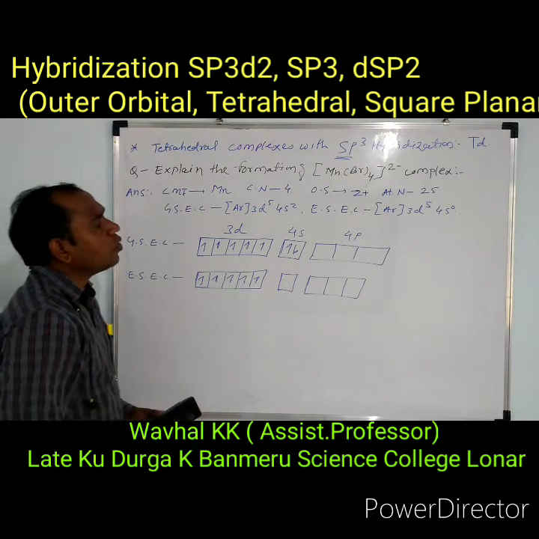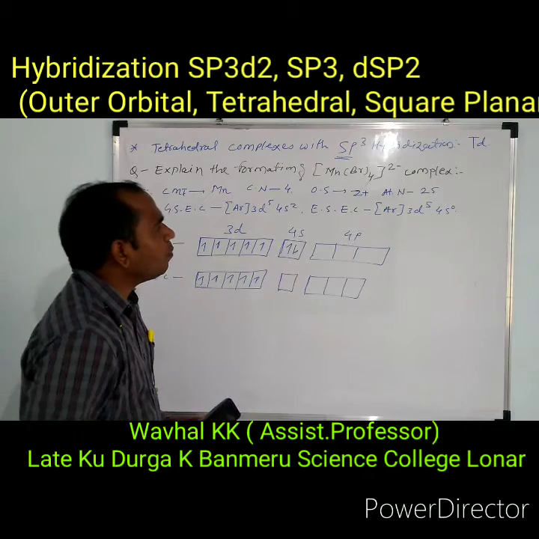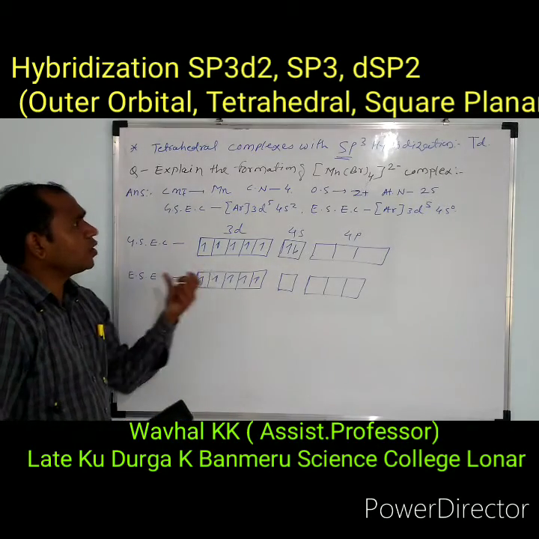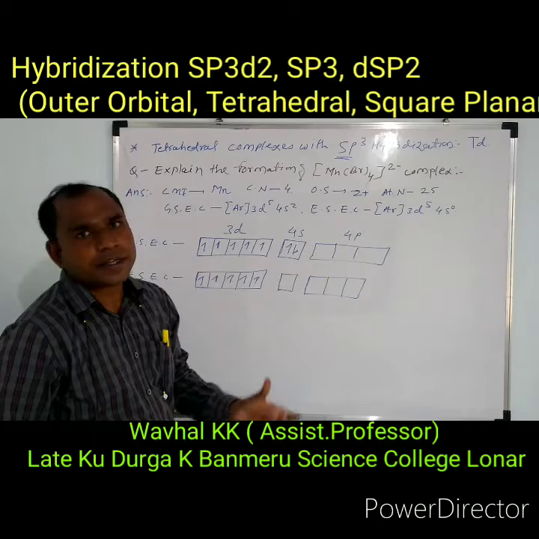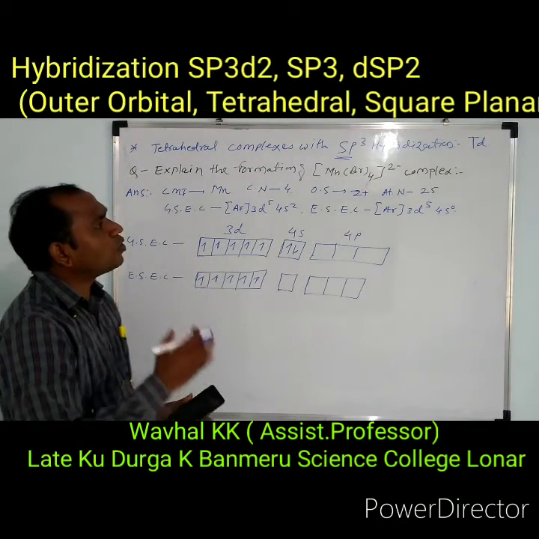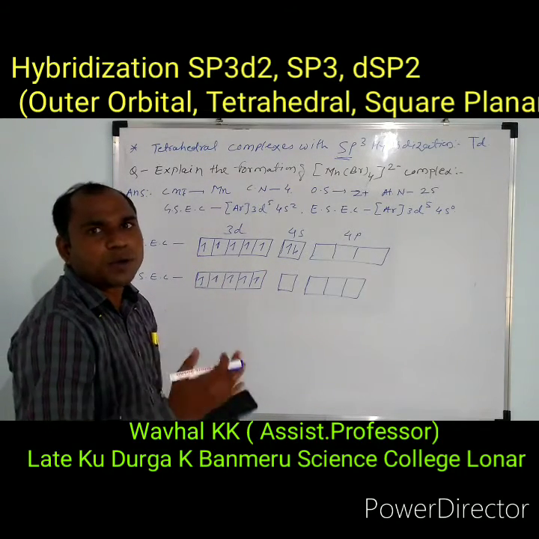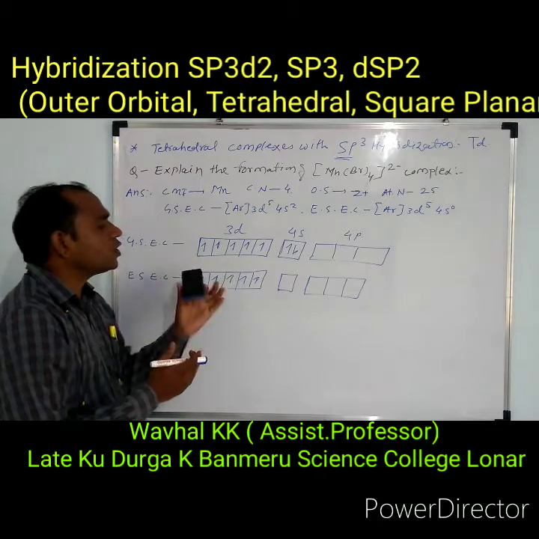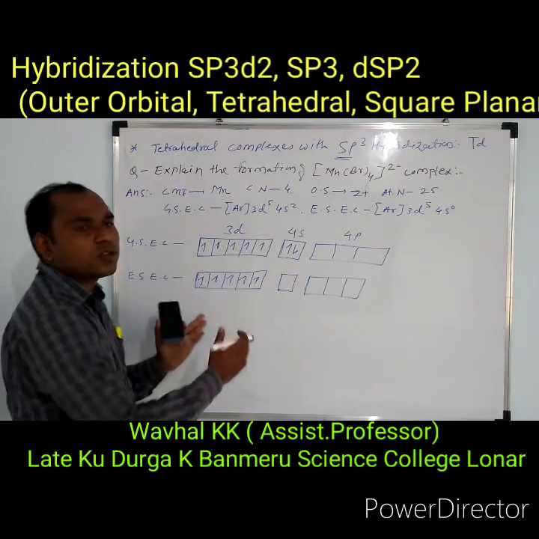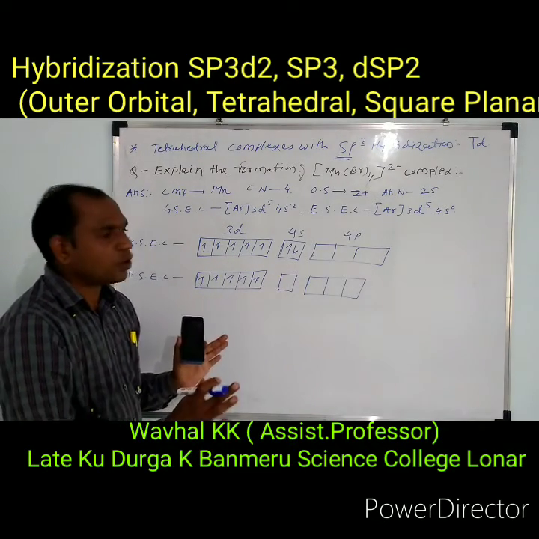In sp3 or tetrahedral complexes, bromine is a weak field ligand. Hence, this ligand has no power to pair the electrons in the 3d orbitals. Hence, these 5 electrons remain unpaired.